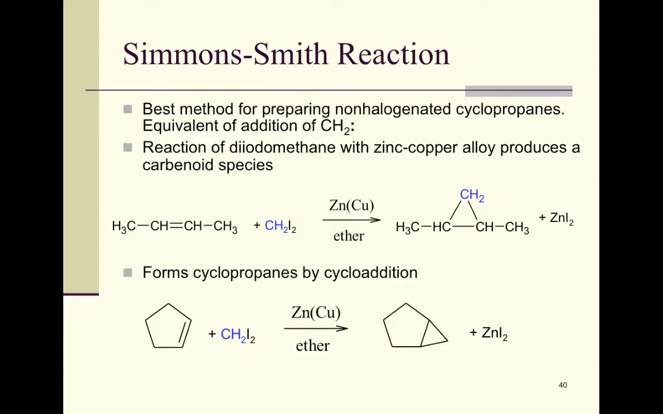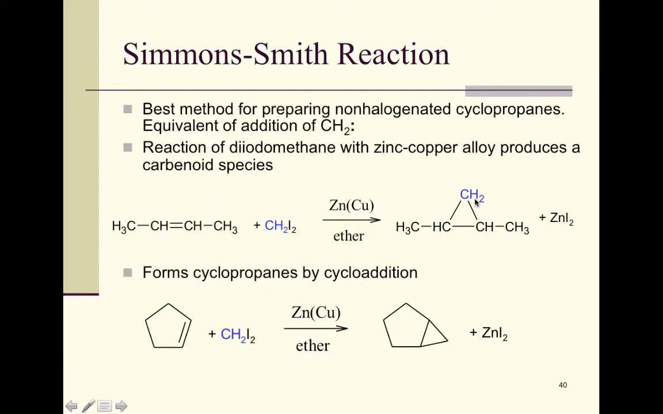Simmons-Smith reaction. The best method for preparing non-halogenated cyclopropanes. This is the equivalent of the addition of a CH2. The reaction of diiodomethane with copper-zinc alloy produces a carbenoid species. When we have the CH with 2 iodines, those are pretty large groups, they make great leaving groups. This is going to be a zinc-copper alloy in ether. This CH2 group is going to add across the double bond.